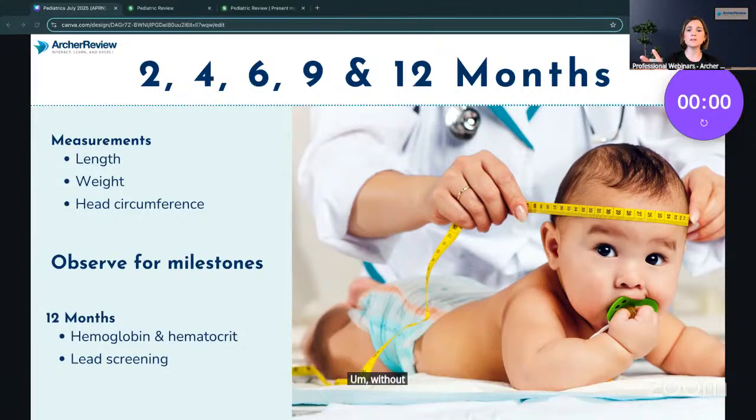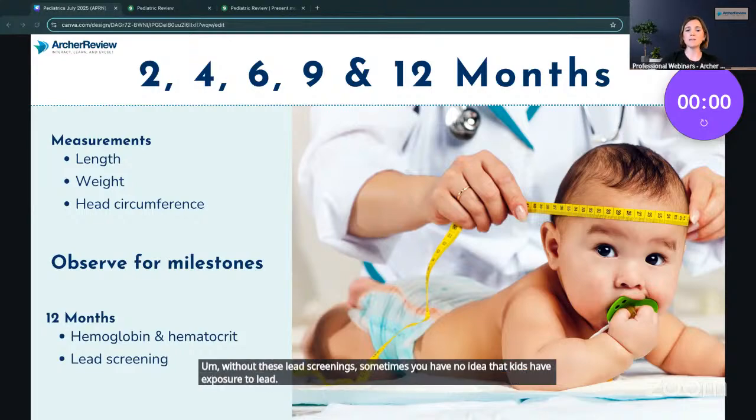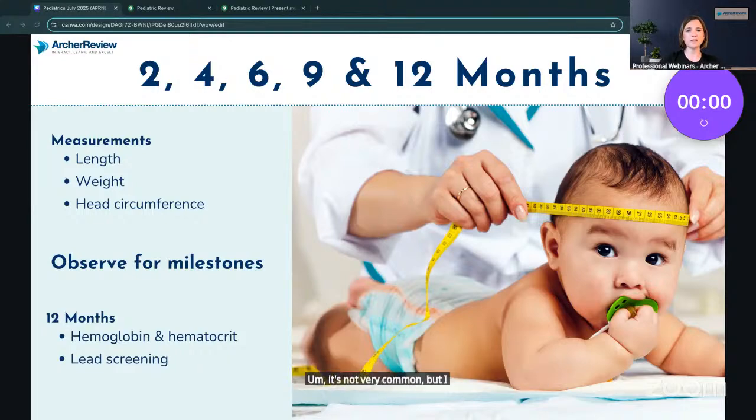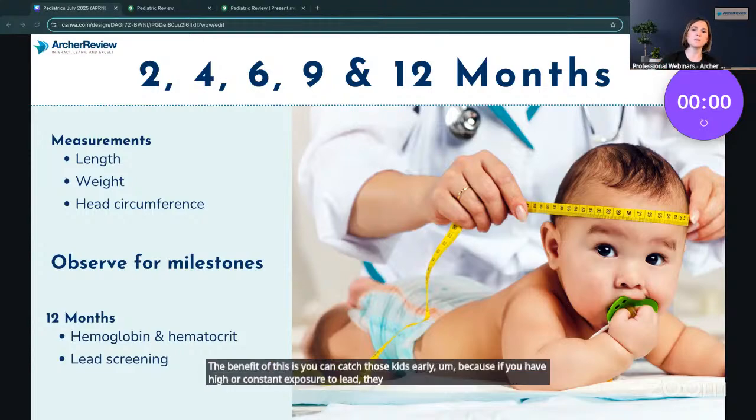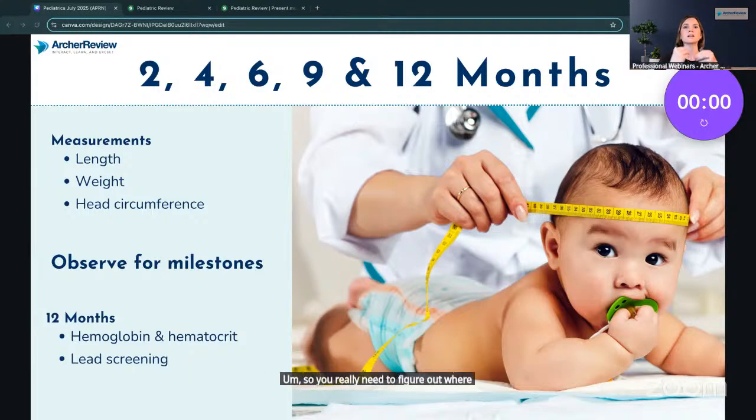Without these lead screenings, sometimes you have no idea that kids have exposure to lead. It's not very common, but I have seen a couple in my practice, and the benefit of this is you can catch those kids early, because if you have high or constant exposure to lead, they can have nervous system damage, delayed growth and development, cognitive issues. So you really need to figure out where they are getting exposed, what source they have.